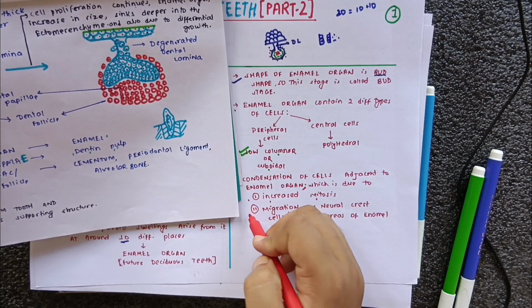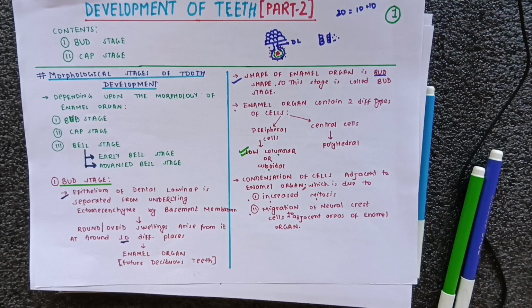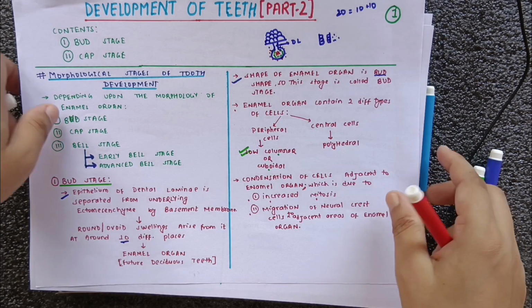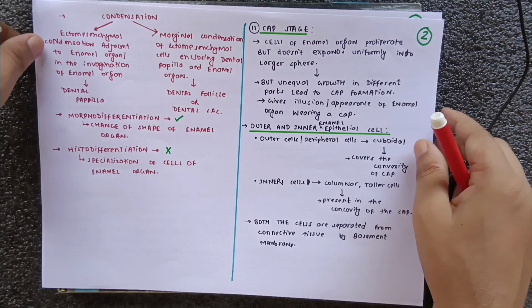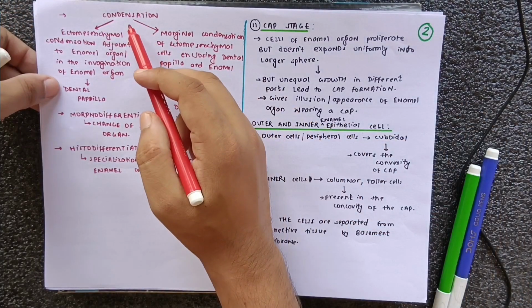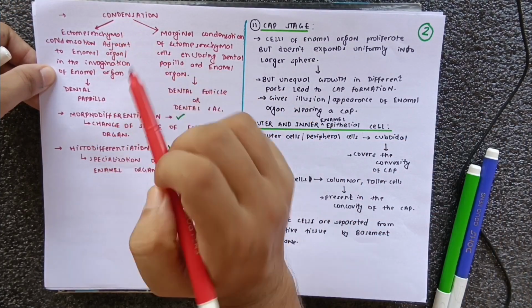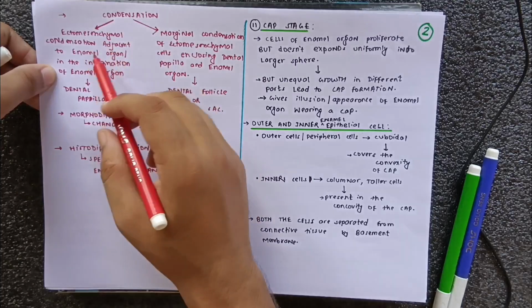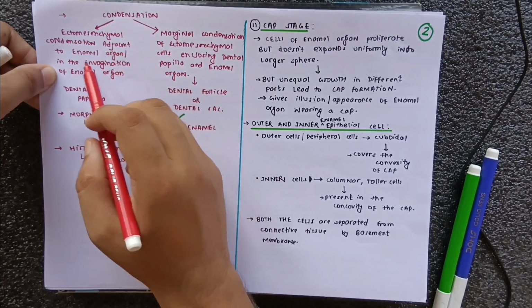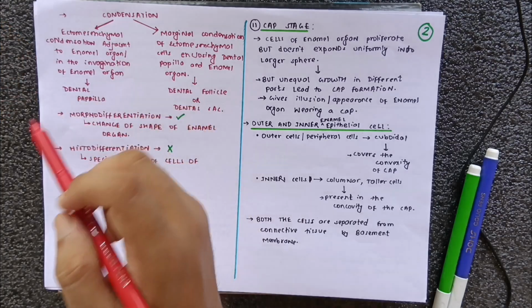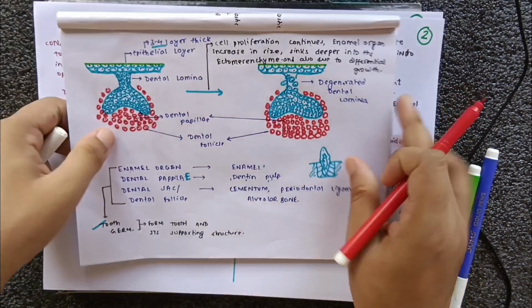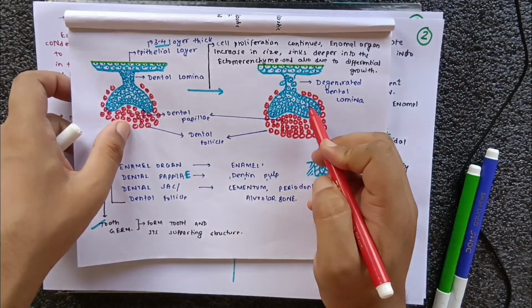So they both are the reasons behind the condensation. Okay, so you should remember this. After this, in our next paper, as I have written here, there are two types of condensation in this bud stage. One is ectomesenchymal condensation, that is adjacent to the enamel organ or in the invagination of the enamel organ.